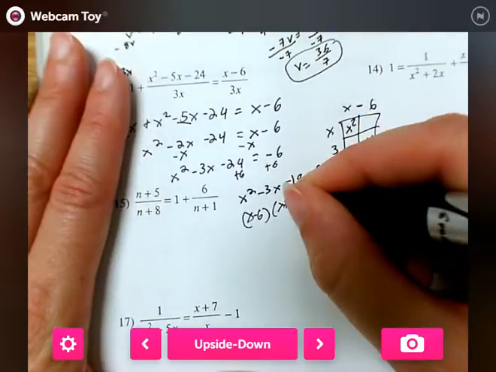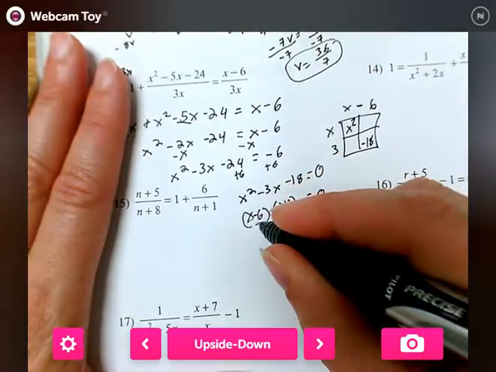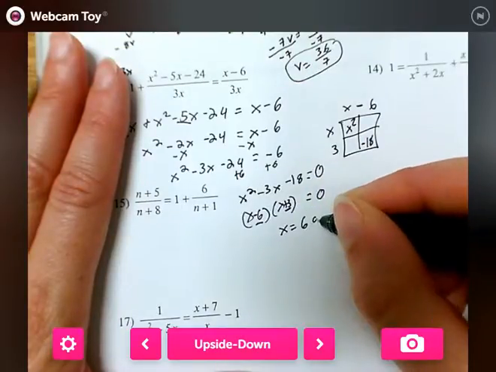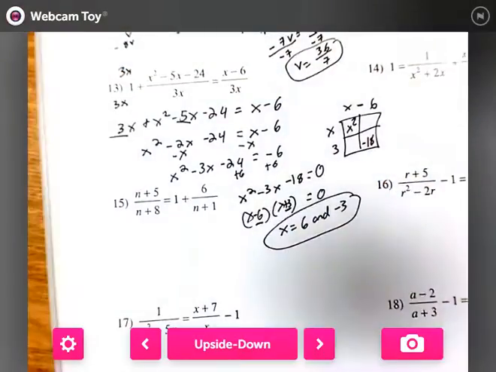Okay, so here's my trick, guys. Whatever's the opposite of this, that's my answer. So x is going to equal both 6 and -3. Both 6 and -3. All right, guys, why don't you try number 15 on your own?